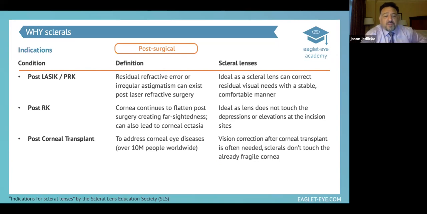And then again, our post-graft patients, transplants are another significant group of individuals.